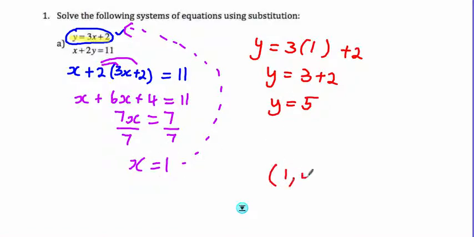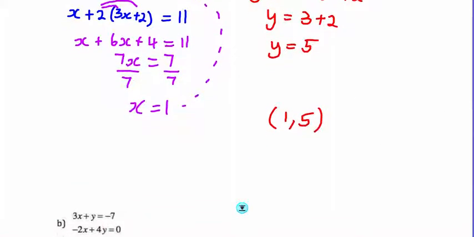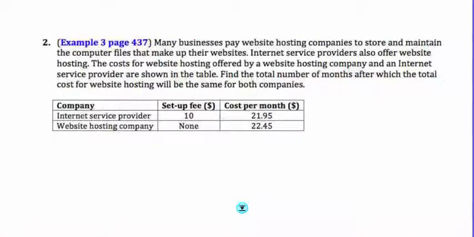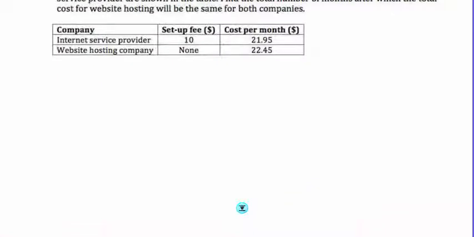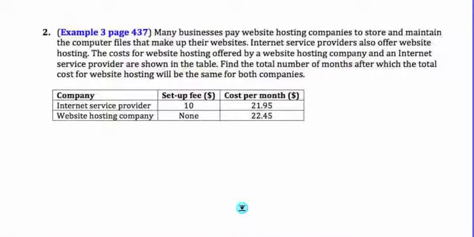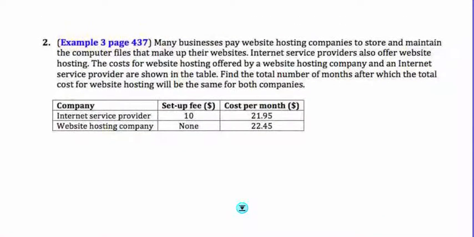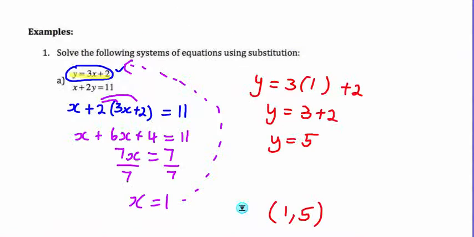If we wish to write that as an ordered pair, the solution which satisfies both sets of equations is 1, 5. Okay, so at this point I'd like you to attempt 1b, which is slightly more complicated, and then go ahead as well and attempt the word problem on the next page. And once you've done that, then go back and watch the second video, which will give solutions to those two examples.